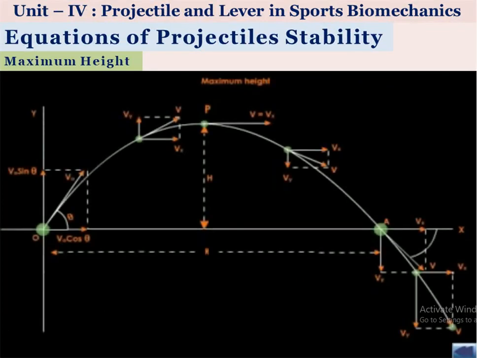Maximum height. Maximum height is the maximum value of the vertical distance attained by a projectile above the horizontal plane passing through the point of projection. In the figure, P is the point of maximum height. H is equal to V0 squared sin squared theta by 2g.